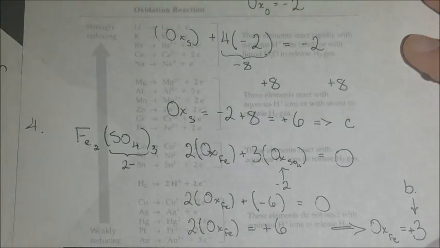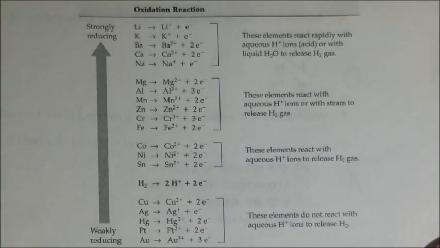So now for number 5, we're being asked to predict which of the 4 elements listed in the choices is the strongest oxidizing agent. So we have copper, nickel, zinc, and sodium to choose from. And here I have provided for you the activity series. All the activity series is telling you is how strongly reducing a particular element is. And of course, this isn't exhaustive.